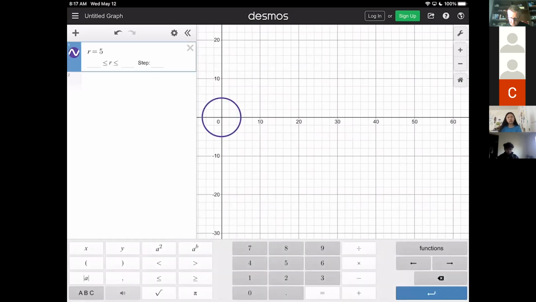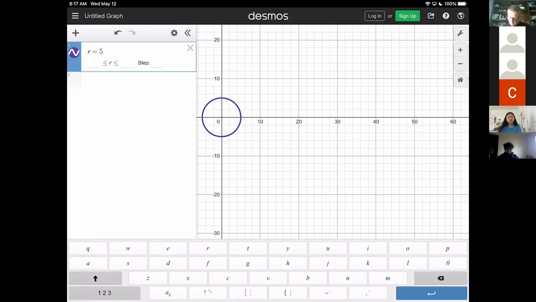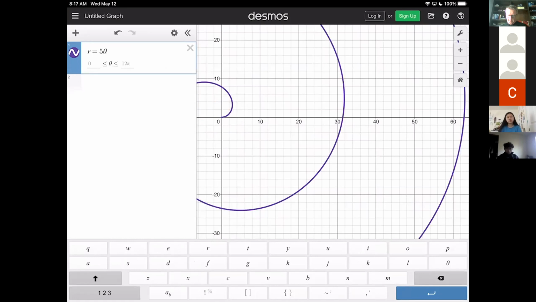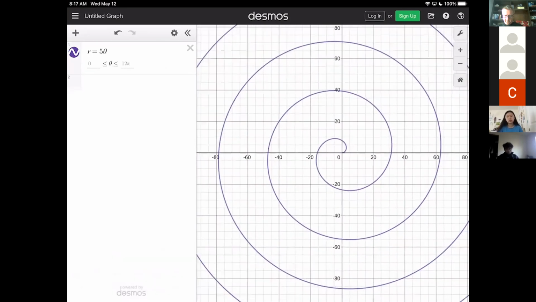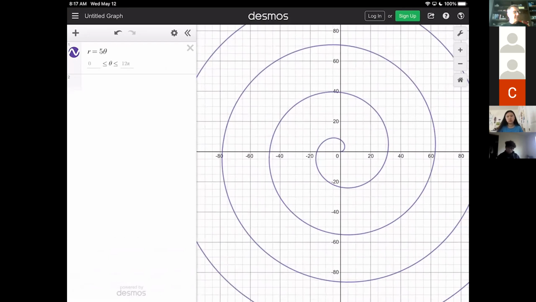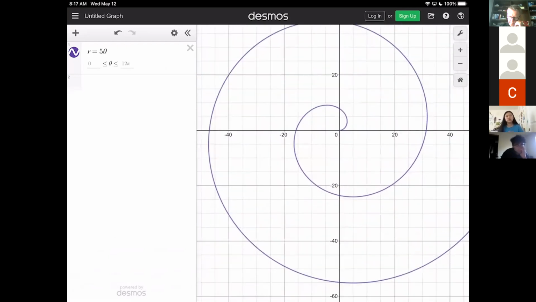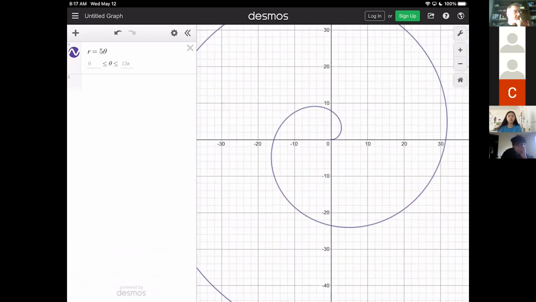Let's see, is there a theta in here? What if I hit this? Oh, there's one right there. Well, that's interesting. That's kind of fun. Why would it look like that? Kind of creates a spiral. Think about ordered pairs. Why would it look like that?